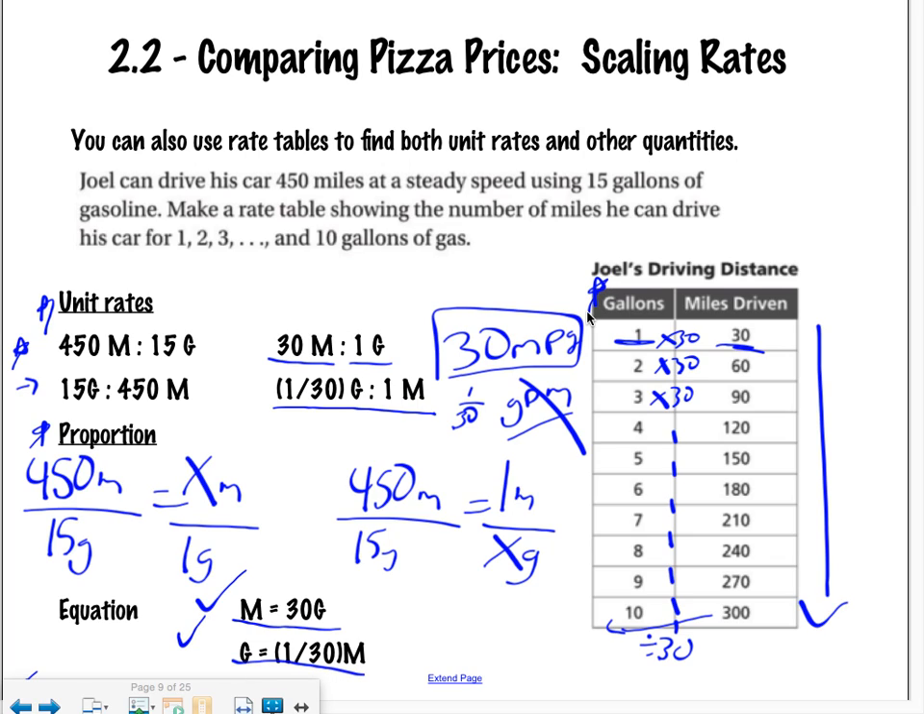So we found the unit rates of 30 and 1/30th, and to put them into an equation, you just need to figure out how they relate to each other. So 30 miles per gallon means that for every gallon you use, you get 30 miles from it, right? So that's this here. So miles equals 30 times G.